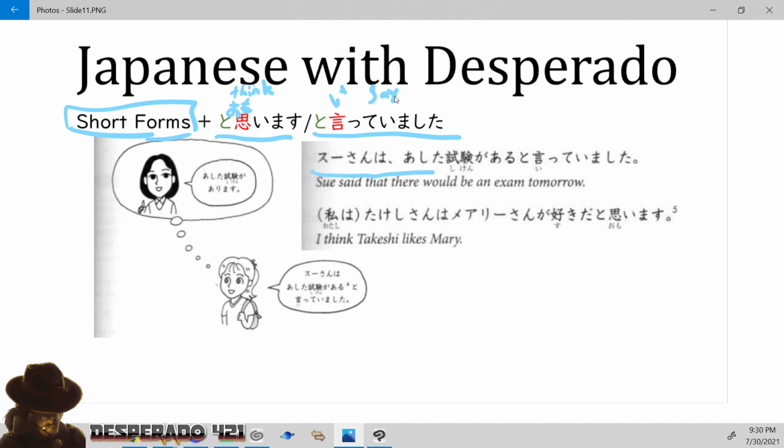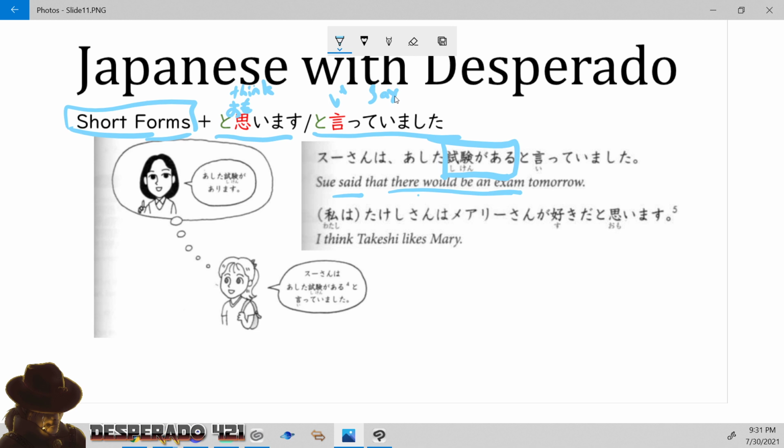So let's take a look at the first sentence here. We'll definitely go over this again next class. So we have Susan wa ashita shiken ga aru to itte imashita. What is the translation there? We have shiken ga aru, to itemashita. So Sue said that there'd be an exam tomorrow.